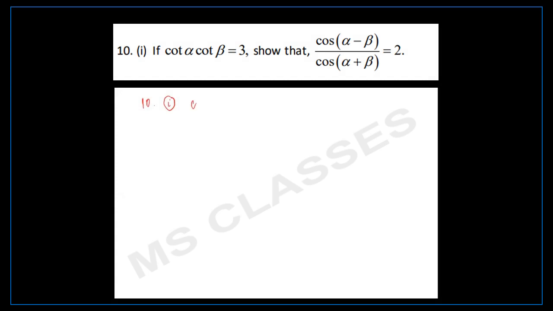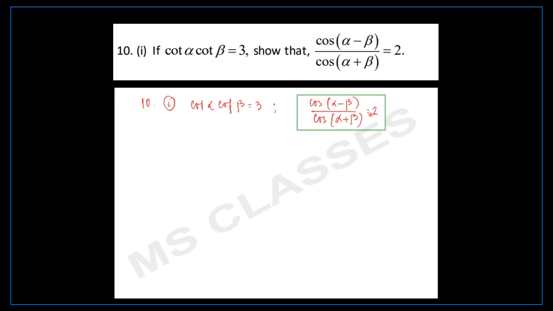It is given cot alpha cot beta equal to 3, and we have to show cos(alpha minus beta) by cos(alpha plus beta) equal to 2. So this is what we need to show. Cot alpha into cot beta is 3 given, and we have to show this one: cos(alpha minus beta) by cos(alpha plus beta) is 2.